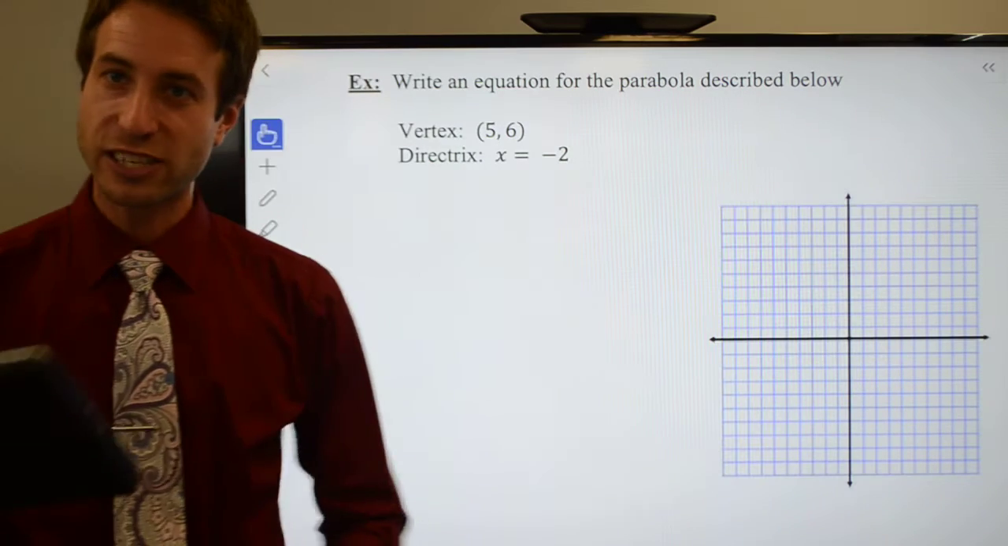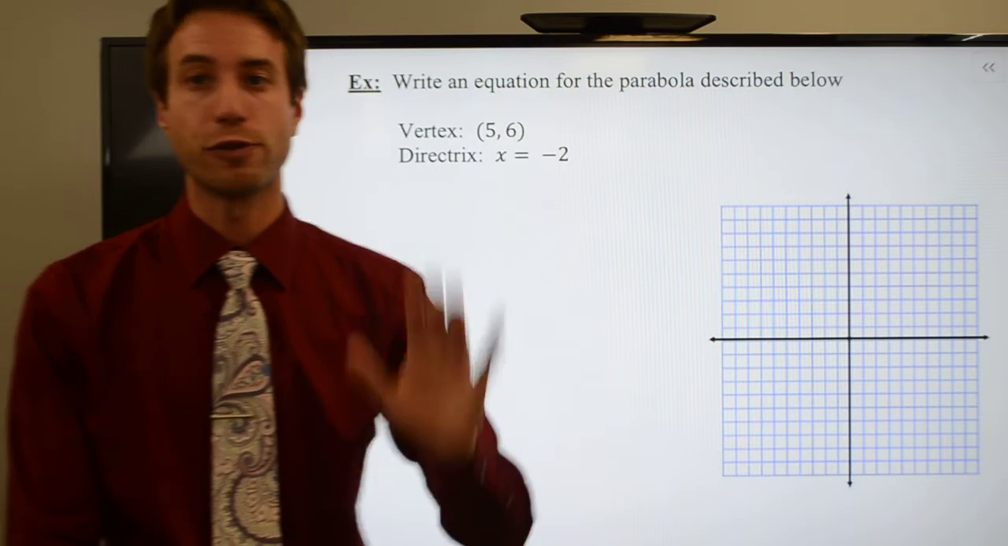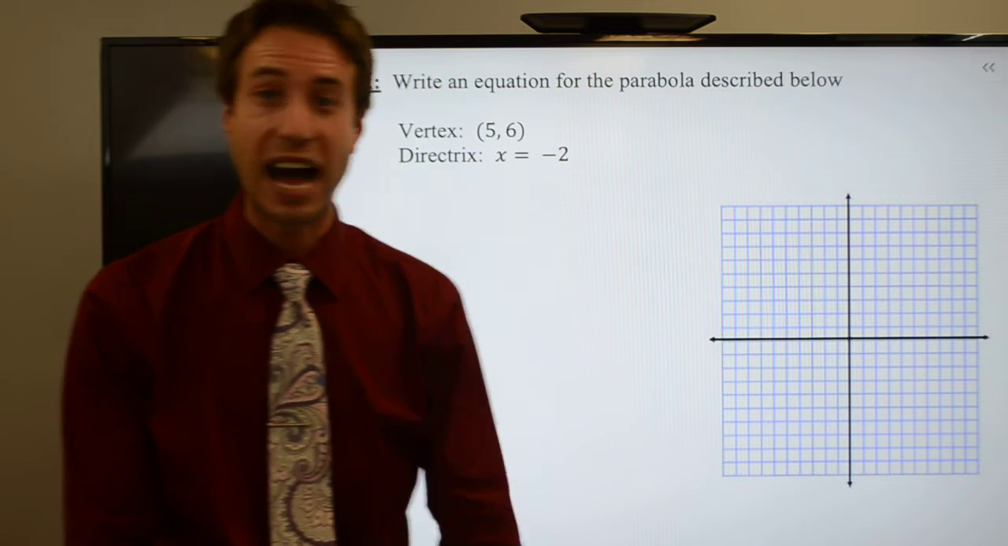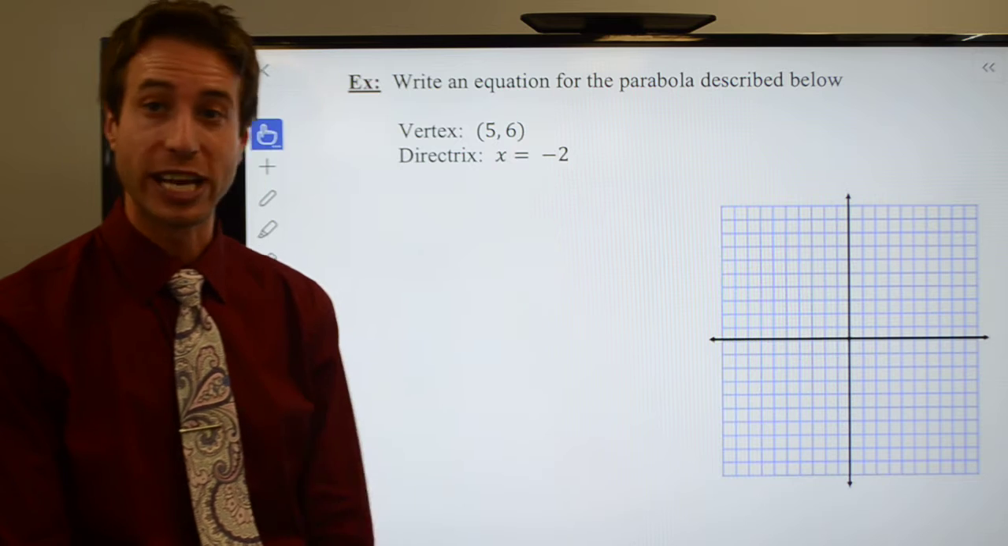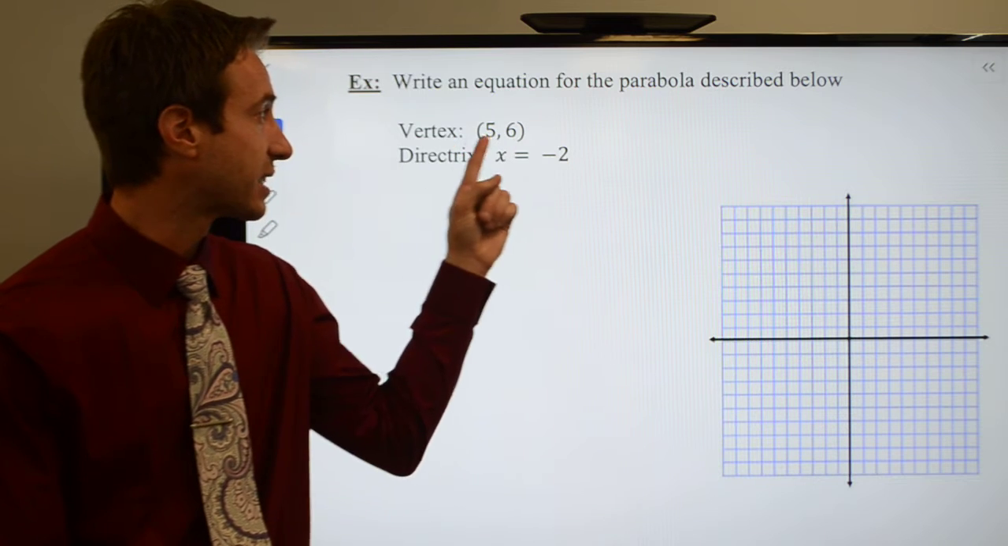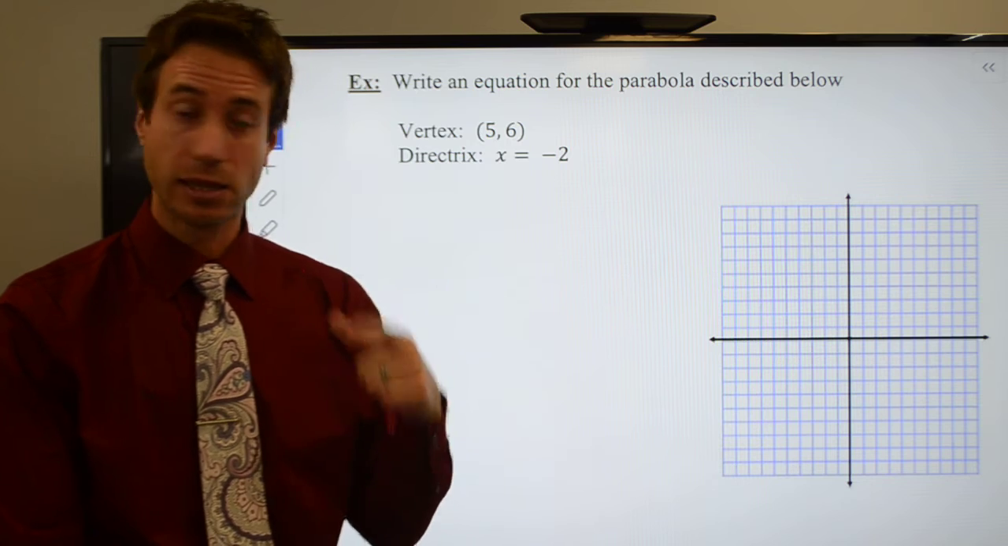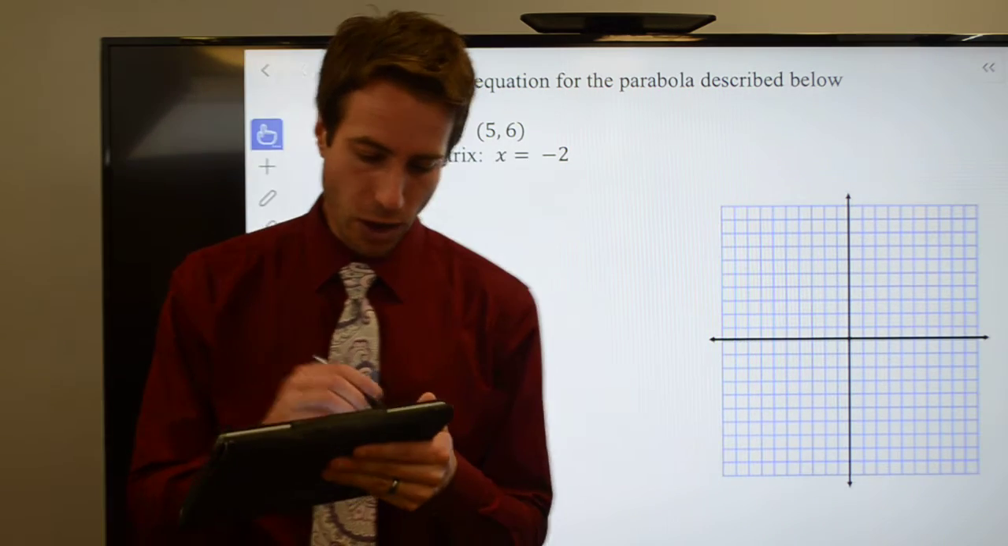Alright guys, welcome to this page of the notes. Hopefully you've tried this problem on your own and now you're just coming back to check and see if you got what I got. Here we go. I want you to write the equation for a parabola. I tell you the vertex is at (5, 6), and the directrix is x equals -2. Alright, here we go.